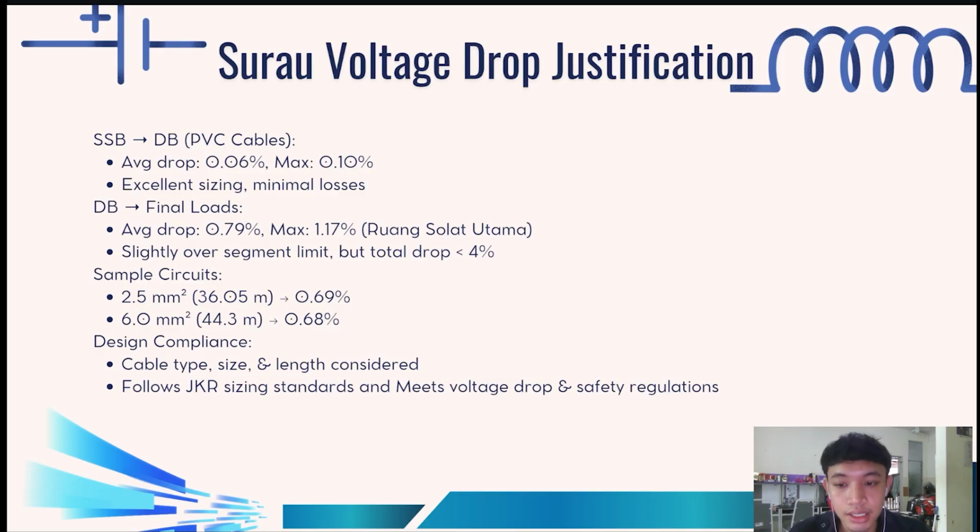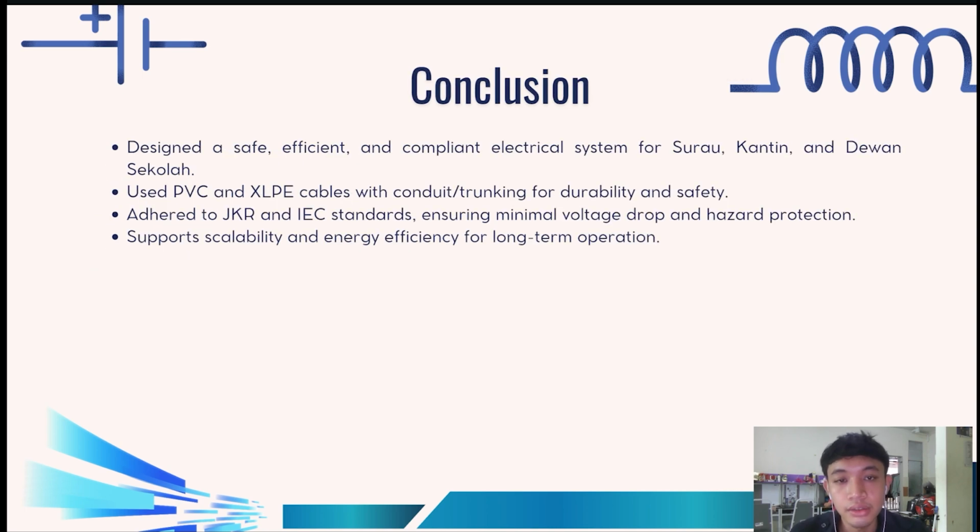So for design compliance, we use a stable cable type, and size and length are considered by following the JKR factor, which covers the voltage drop and safety conditions set by the JKR. In conclusion, we design a safe, efficient, and compliant electrical system for surround, camping, and D1 solar. We use PVC and SWA cables with conduit and trunking systems for durability and safety. Adhering to JKR and IEC standards, we ensure minimum voltage drop and maximum hazard protection. Last but not least, we support scalability and energy efficiency for long-term operation. That's all. Thank you.